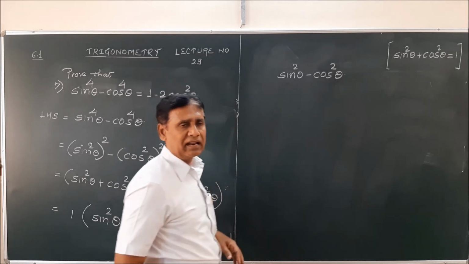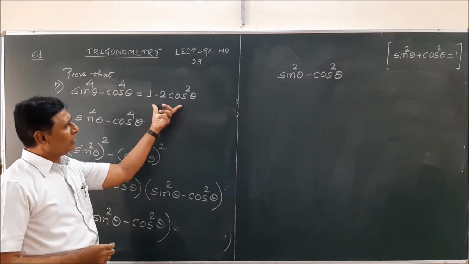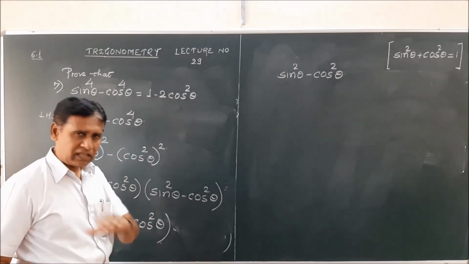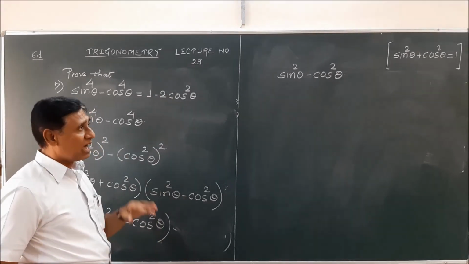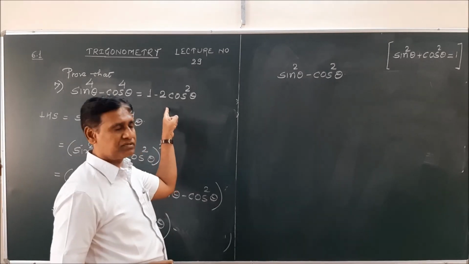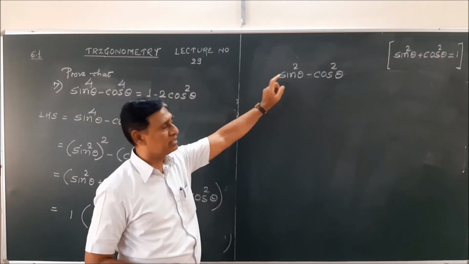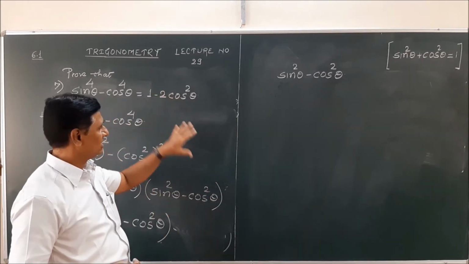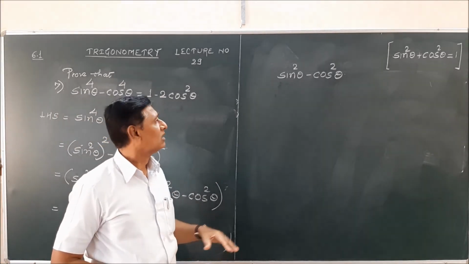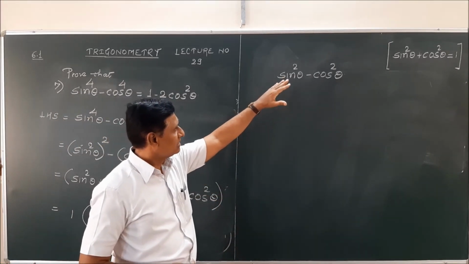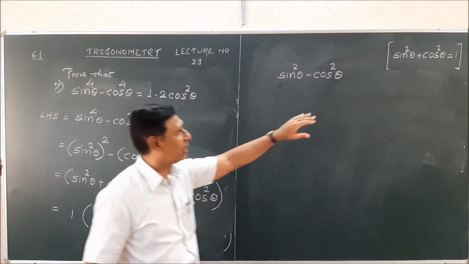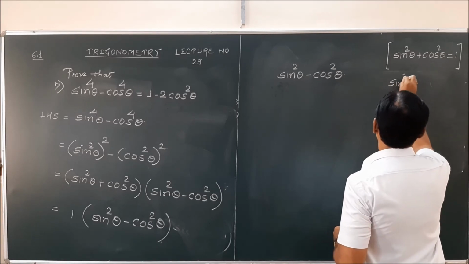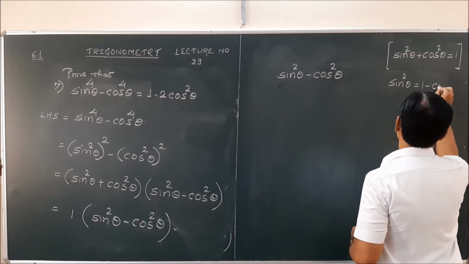Now please try to understand. If we focus on the right hand side, you will notice there is only cos square theta. There are no other trigonometric ratios. Keeping this in mind, we have to convert sin square theta in terms of cos square theta, using the same identity. So you will find sin square theta is equal to 1 minus cos square theta.